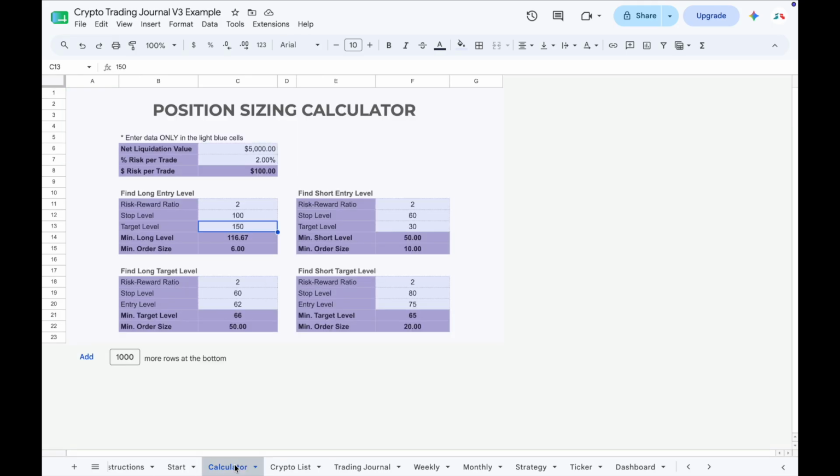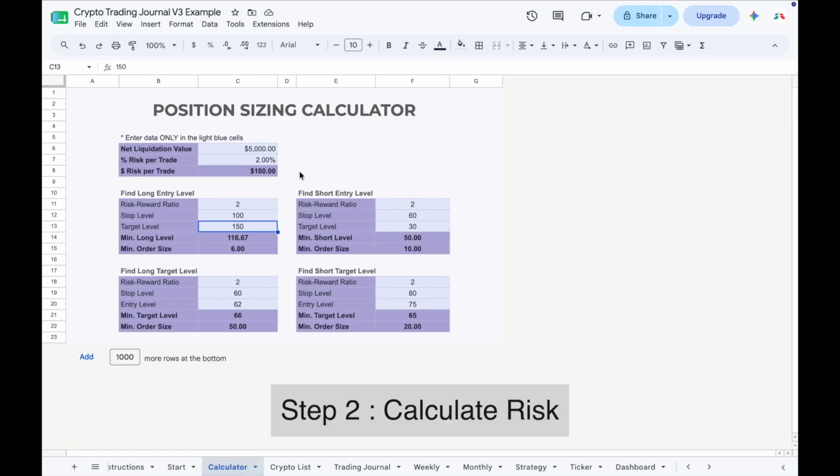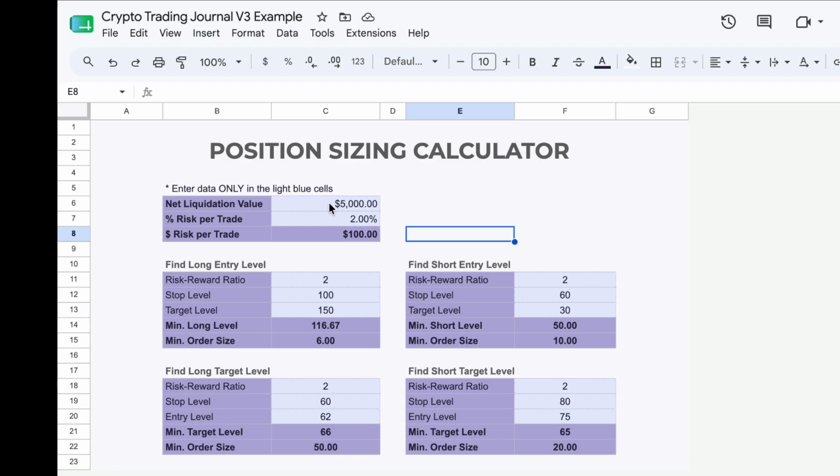Before entering any trade, the first question should always be, how much am I risking? That's where the built-in position sizing calculator comes in. Simply enter your account balance and the percentage you're willing to risk on a trade. The journal instantly calculates your dollar risk. You can also calculate your minimum order size based on your preferred risk-reward ratio, stop loss, and target level. This helps you size every trade consistently instead of making decisions based on emotion.